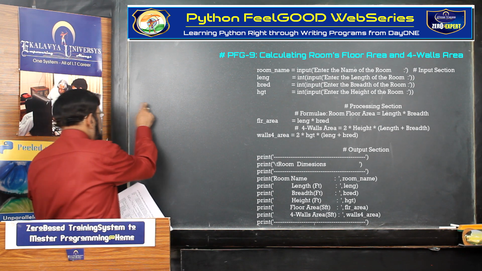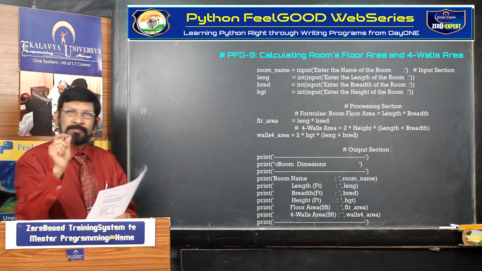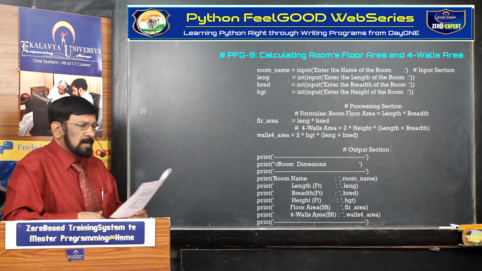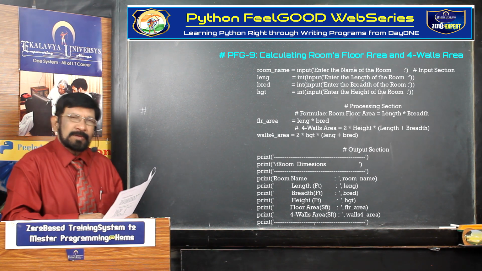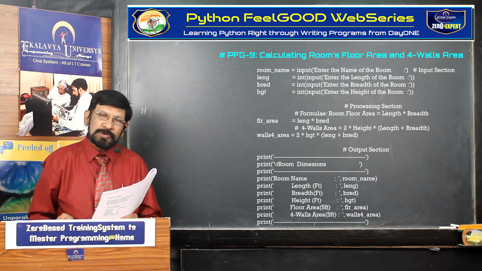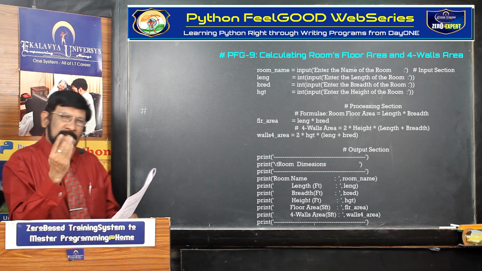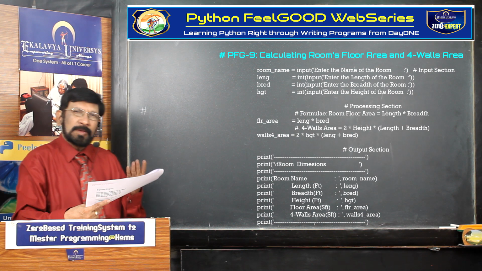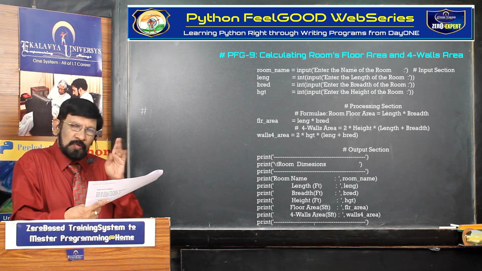Actually, we are writing a comment. In the comment, simply we are writing the task of the program. In simple words, here we are writing: calculating room's floor area and four walls area. That's it. Actually, in commercial applications, in big projects, this is known as the documentation section. Here also you can call it a documentation section. Already three sections are introduced: input section, process section and output section. And now you add a fourth section.